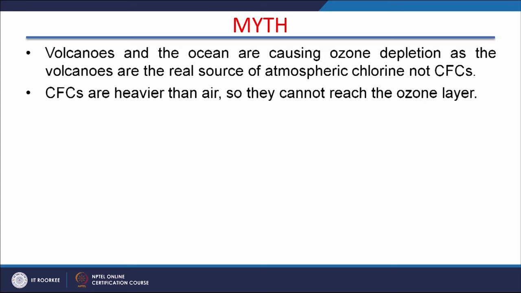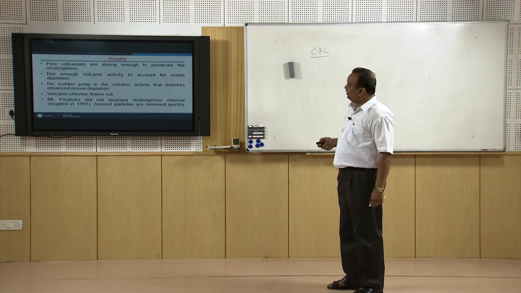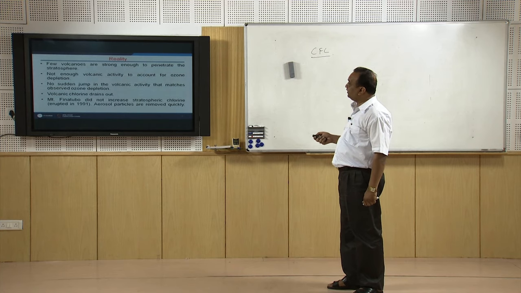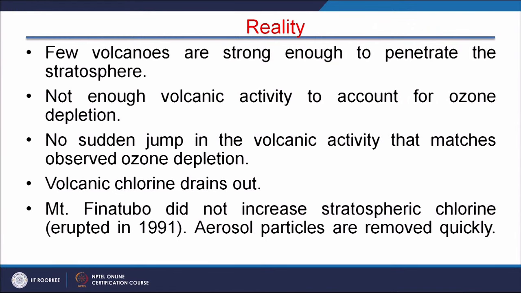CFC is heavier than air, so they cannot reach the ozone layer. But the reality is, few volcanoes are strong enough to penetrate the stratosphere. Not enough volcanic activity to account for ozone depletion. No sudden jump in volcanic activity matches the observed ozone depletion. Volcanic chlorine drains out with the rains. And there was an example also: some data were collected at Mount Pinatubo, where the stratospheric chlorine did not increase after the eruption of this volcano.